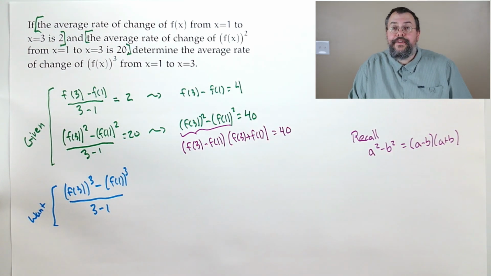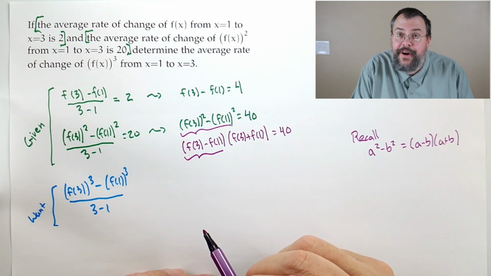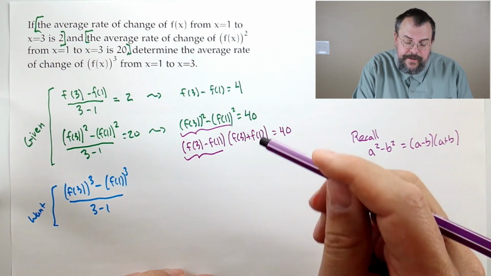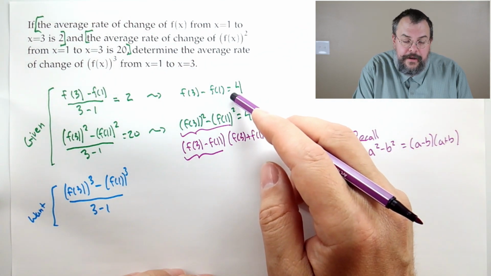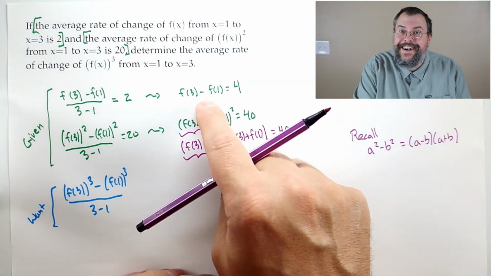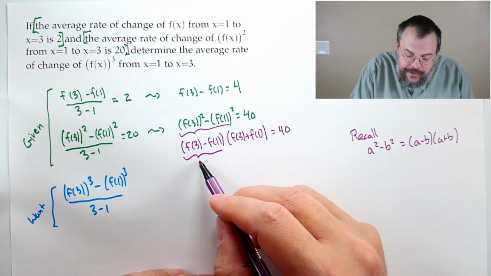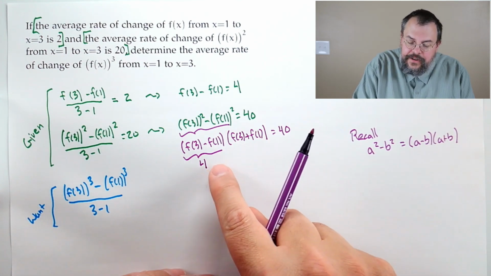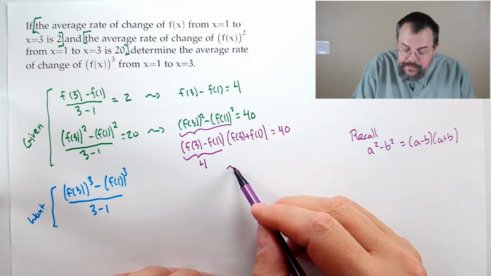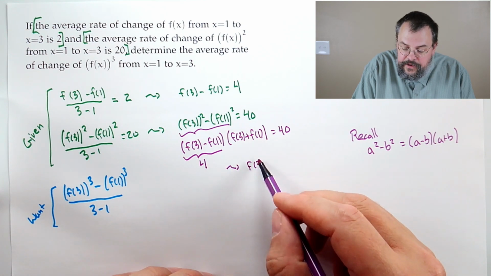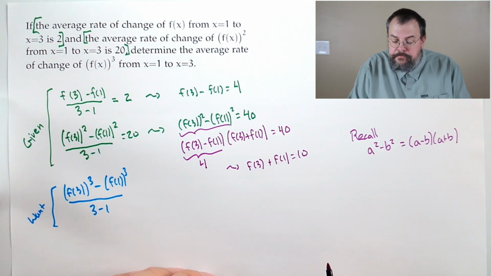Now, how does this help us? Well, have we seen this f of 3 minus f of 1 before? Have we seen anything that looks like f of 3 minus f of 1? Oh, it's right here. Okay, so I know that f of 3 minus f of 1 is 4. So I can now divide through by 4. So that allows me to come to the conclusion that f of 3 plus f of 1 is 10.